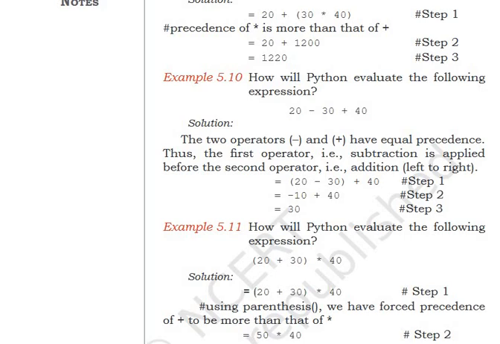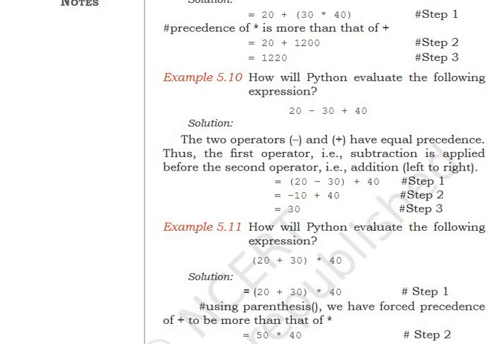Look at another example, 20 minus 30 plus 40, left to right. We have two operators, minus and plus, both are having equal precedence. The first one is minus, so minus is applied. Then is your addition. I repeat, for our clear idea only, we use parenthesis. We don't need to put parenthesis like that in an expression evaluation if the parentheses are not specified.